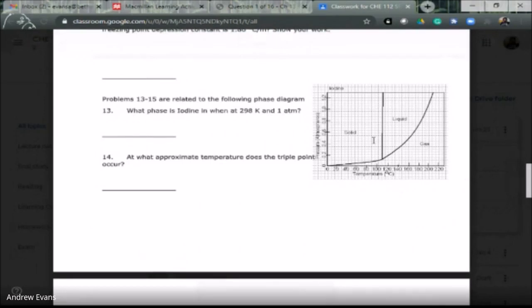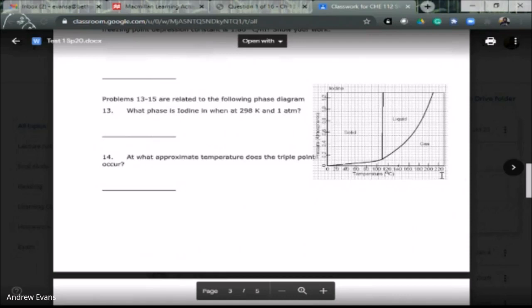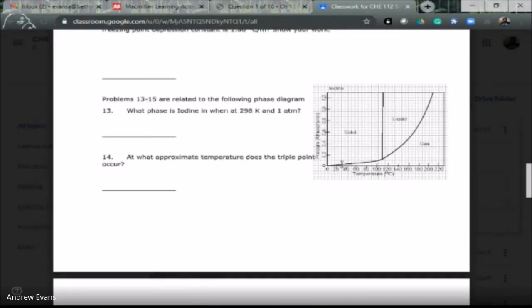So 298 Kelvin is 25 degrees C. Because this is in Celsius, it's not way over here close to 300. It's way over here. So 1 atmosphere, I can't really read the units, it's so dang small, but it should be in the solid range. Iodine is a solid at room temperature.